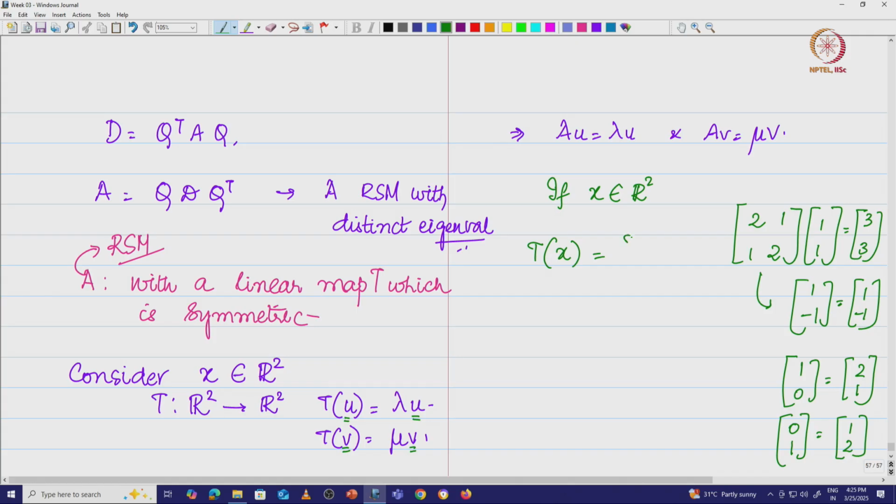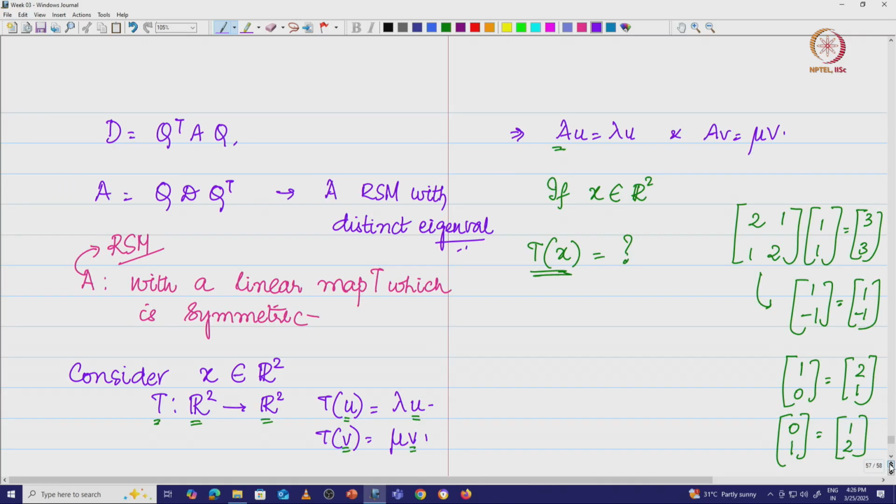So I want to study the effect of this transformation T on the vector X, taking T to be a linear map operating on R2. You get back another vector in R2, and we have U and V as the orthogonal eigenvectors of the real symmetric matrix A, assuming T is a symmetric transformation, and lambda and mu are the distinct eigenvalues. So this is what we have. I want to study what T x is, the effect of transformation T on X. Now how do we study that? We know it very clearly.